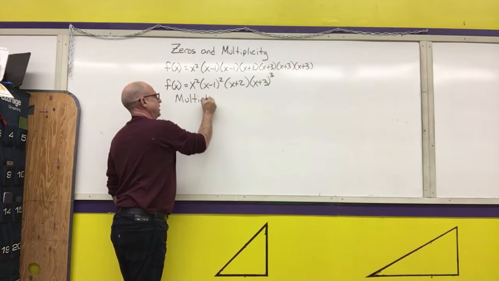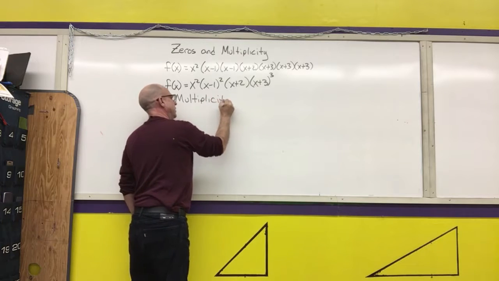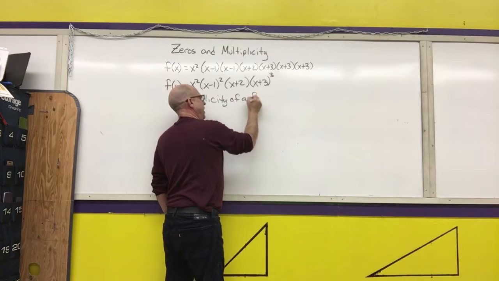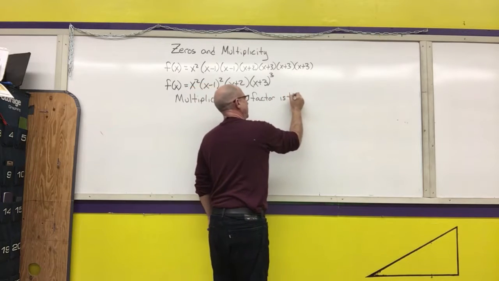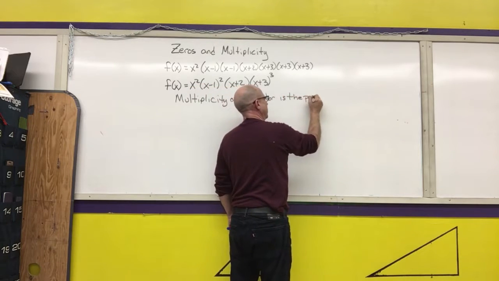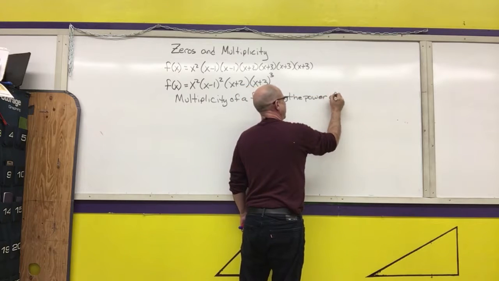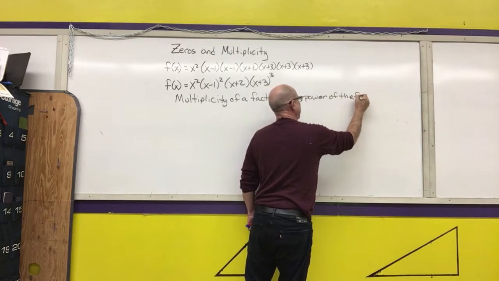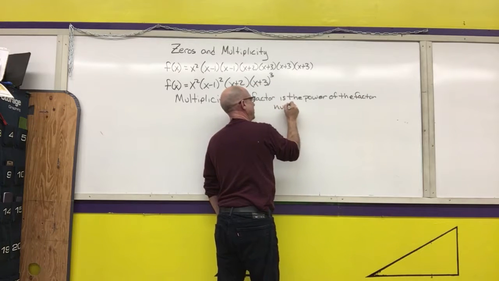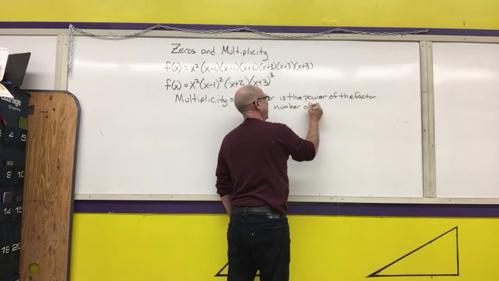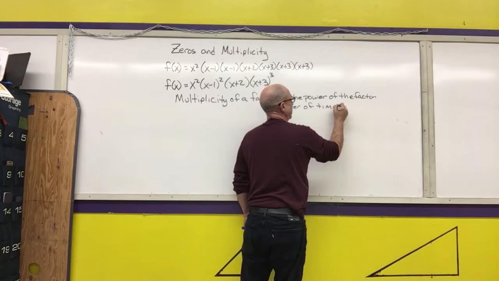The multiplicity of a factor is the power of the factor, or you can think of it as the number of times that the factor is repeated.